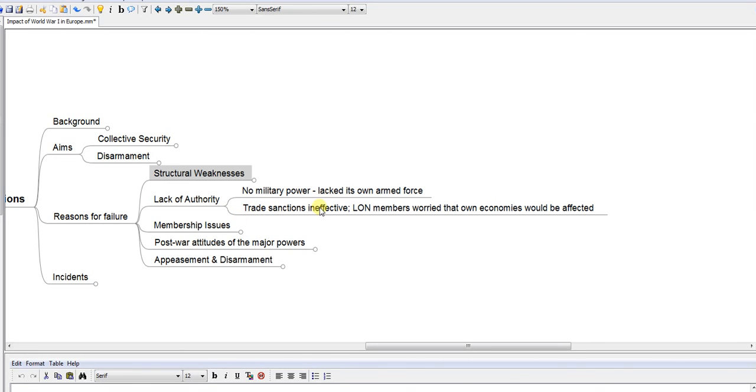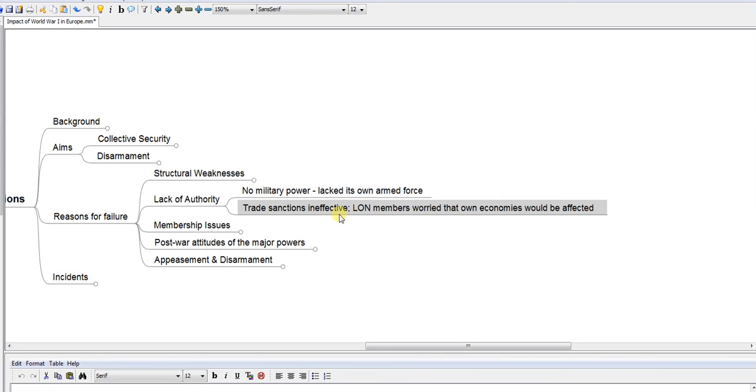So trade sanctions were ineffective. Basically, although the League of Nations would tell the members to not sell certain products to aggressor nations, some League members worried about their own economies. For example, those who continued selling oil to Italy were worried about their own economies, because selling oil was very profitable. So because they cared about their own interests, they didn't stop selling oil to aggressor nations like Italy later on. And because of this selfishness, they were not able to stop aggressor nations from continuing their aggressive action. So no military power, no economic power as well.